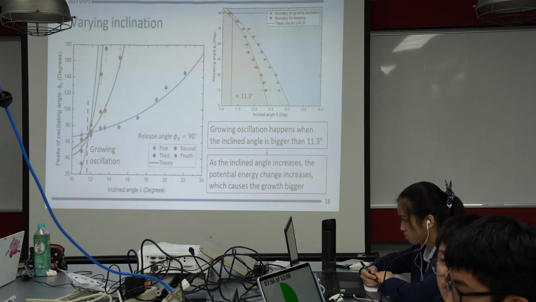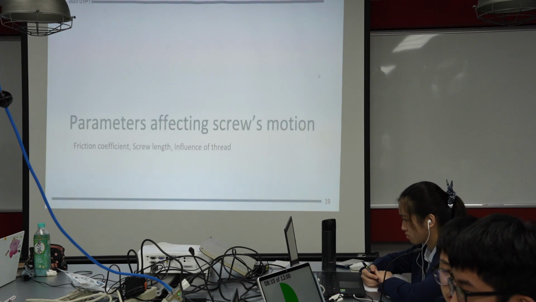So below 11.3 degrees, the screw will experience decaying oscillation, and it also has a great agreement with our experimental data and the theory. And corresponding to our investigation about the region for growing oscillation, it matched really well with our theory. And here are some more parameters affecting the screw's motion.